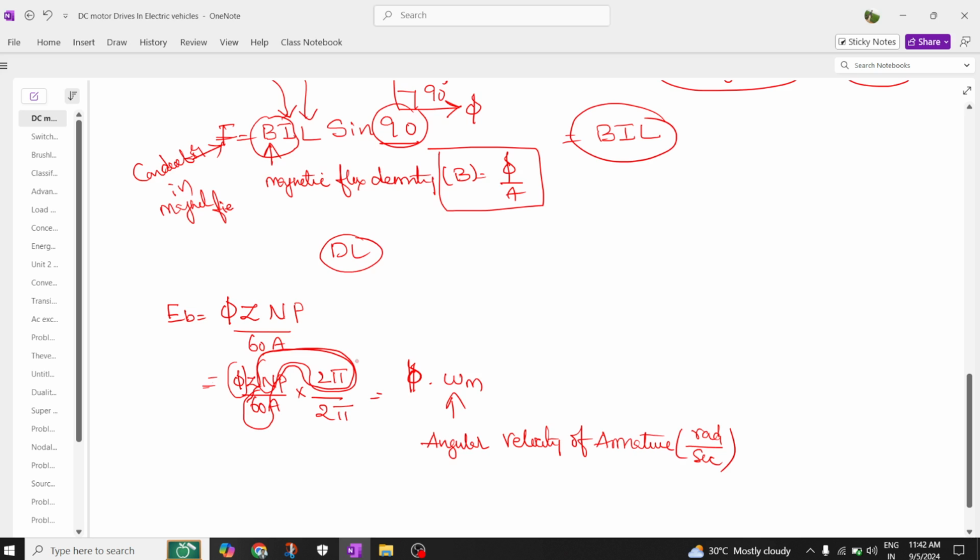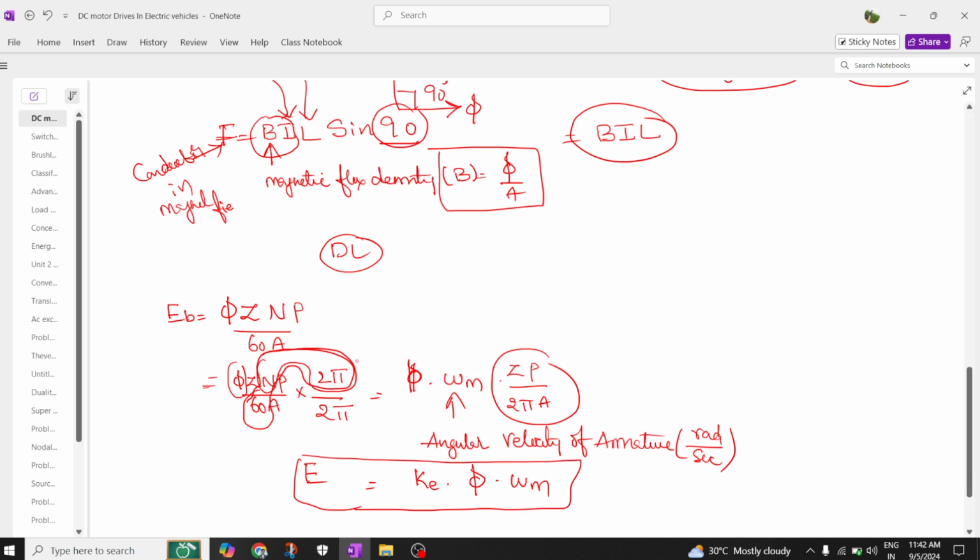Okay, and what are the left terms now? So 2 pi n divided by 60 is completed. The left terms are Zp divided by 2 pi a, which I am going to call K E, and this is a product of flux into angular velocity. So this is how the EMF is induced in a generator, called EMF in the case of a generator, and back EMF in the case of a motor.